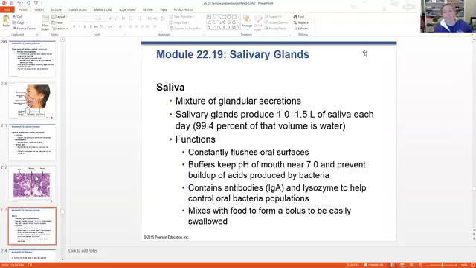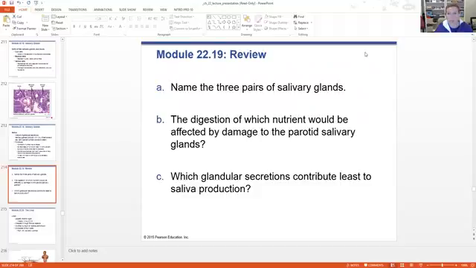The overall function is to flush the surfaces in the mouth, keep our teeth clean, and maintain a relative pH of around 7 to prevent the buildup of acids by the bacteria. Also, the lysozyme and IgA antibodies are there to help control bacterial populations and help mix with the food to form a bolus that is easily swallowed. You can pause the video here, go back and review this section.